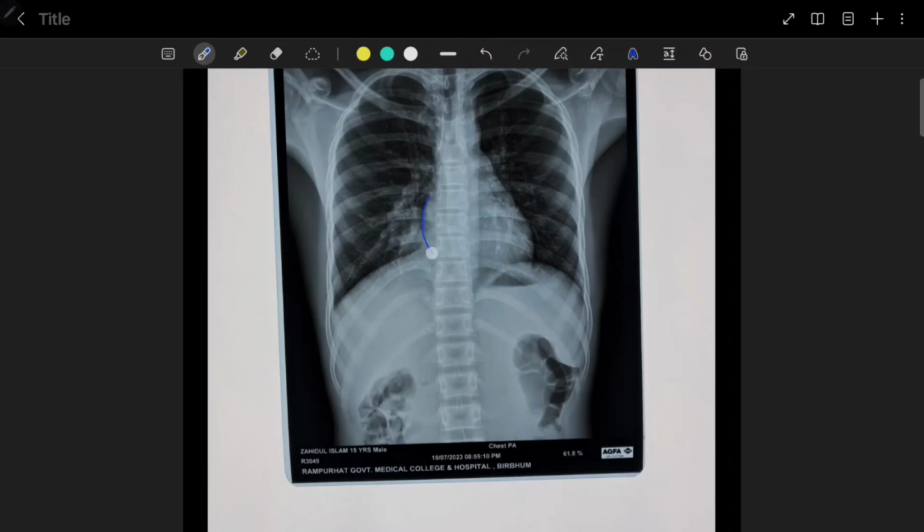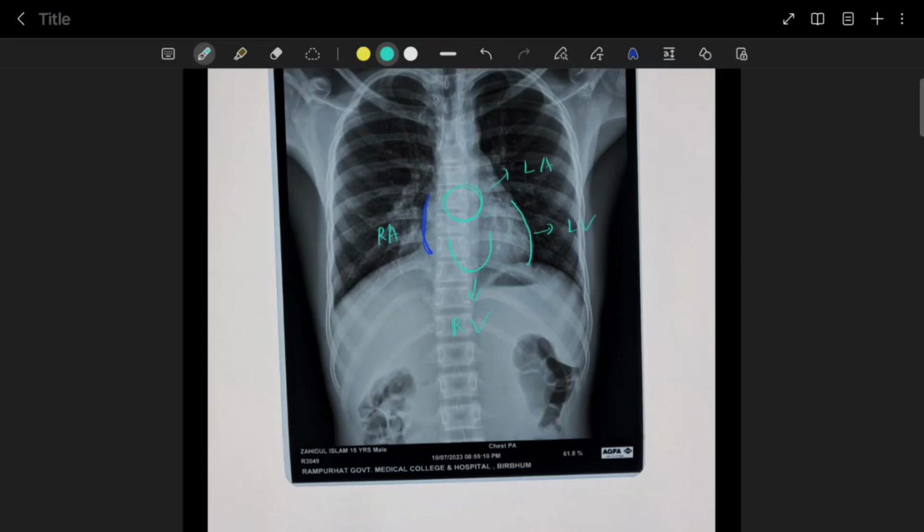So this is the right atrium, okay. It is the left ventricle, and in this position it is the left atrium, and in this position it is the right ventricle, okay. So these are the 4 cardiac chambers in this X-ray.